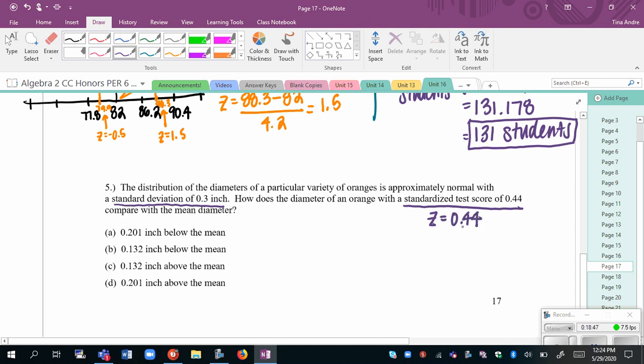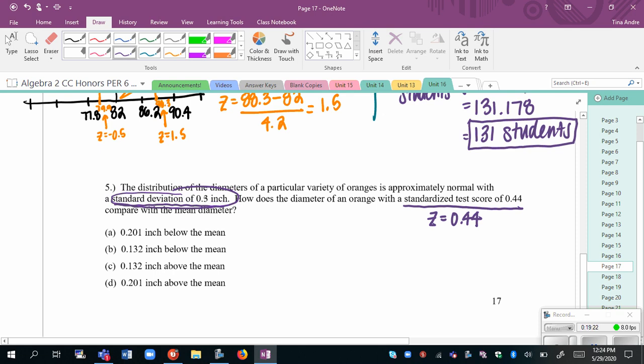So what this means is this is 0.44 of a standard deviation above the mean, right? Since it's a positive value, that means it's above the mean, it's to the right of the mean, and it's not quite a full standard deviation above the mean, because a full standard deviation would be 0.3 inches. This is only 0.44 of that full standard deviation. So really what I need to do is figure out 0.44 or 44% of this 0.3 inches of this full standard deviation.